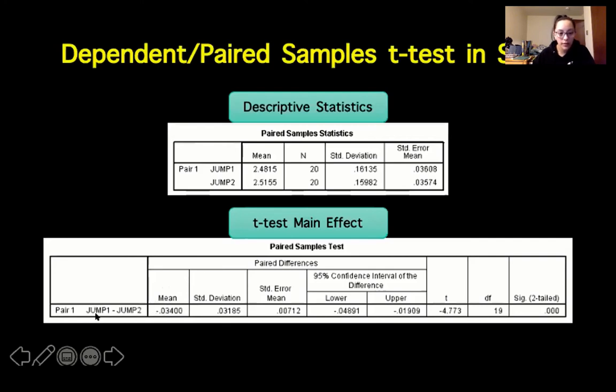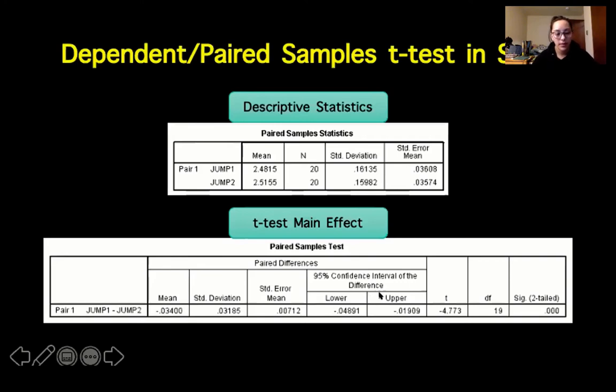So the order in which these are listed is what dictates the sign. So if we said jump 2 minus jump 1, this would be a positive value. So in this way, you can see which jump had the higher whatever we're measuring, right? In this case, jump 2 had a greater mean than jump 1 because we ended up with a negative mean difference.